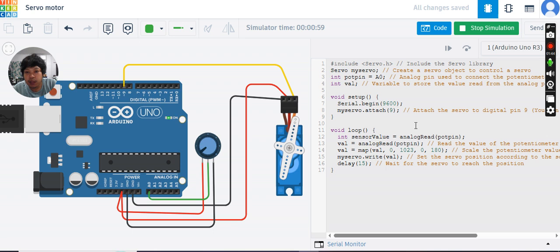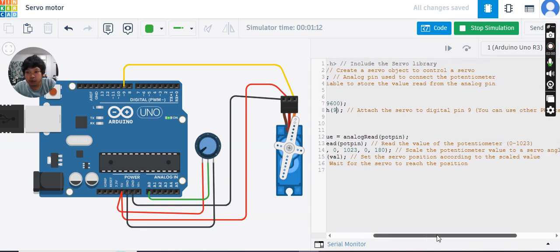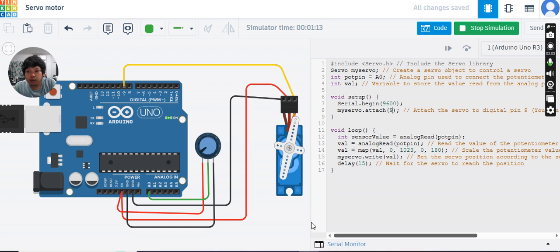And then we will attach the servo motor to digital pin 9. So myservo.attach(9). So attach the servo motor to the digital pin. You can use other PWM pins. In this case, only a digital PWM pin must be used.